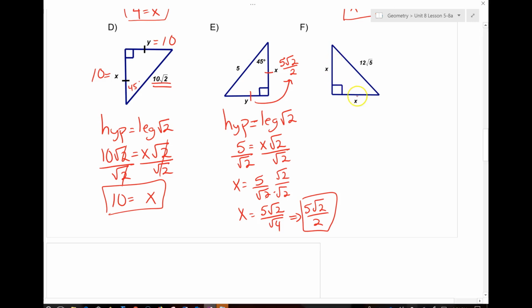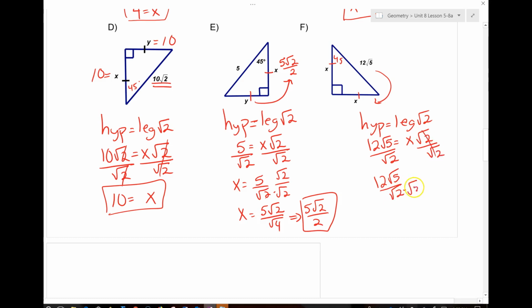I'm given the hypotenuse again. I know it's isosceles because they said both variables are the same. So I'm going to go hypotenuse to the leg. Again, I'm going smaller, so I divide by root 2. Or think of the formula, hypotenuse equals leg times root 2. So I get 12 root 5 equals the leg, which is x, times root 2. I'm going to divide by radical 2, divide by radical 2. So I get 12 root 5 over root 2, but I have to rationalize it, right? Because I can't have a radical 2 in the bottom.